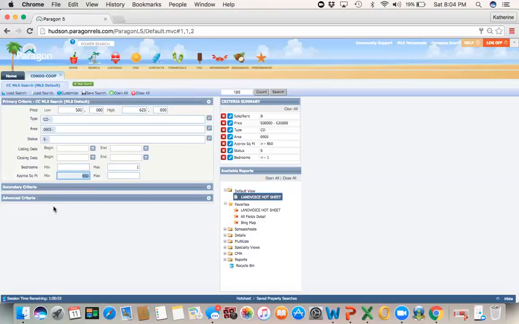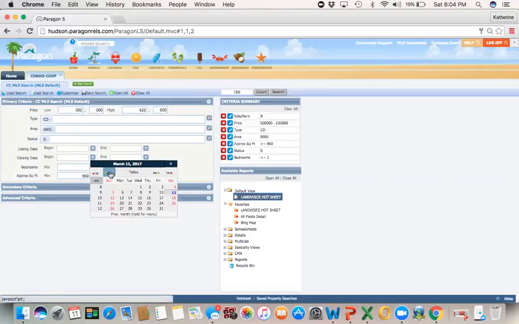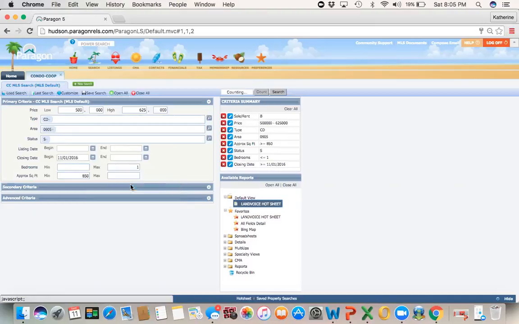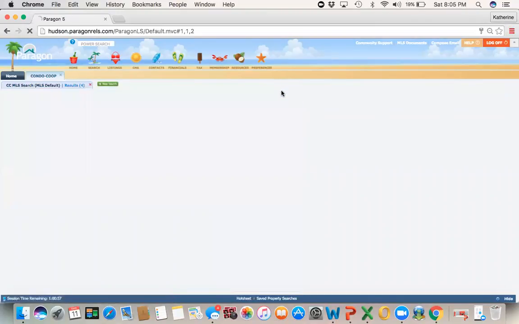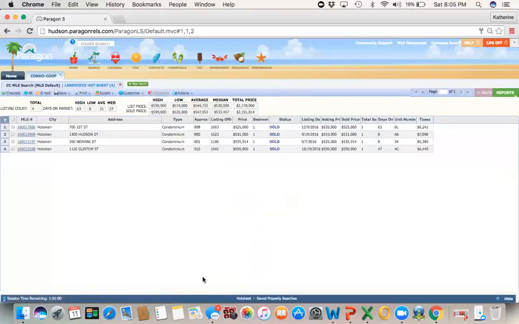Now, here's where you do your times, because the closing date, I want it in the last, well, for this, we're going to go back the last 4 months, because I don't have that many comps. So now we've got 4. Okay, fingers crossed, guys. Let's see what we got.